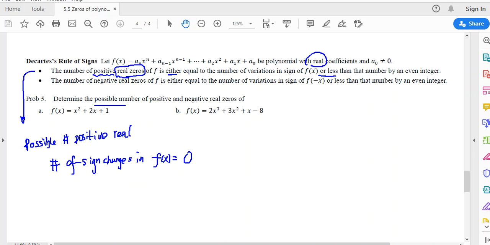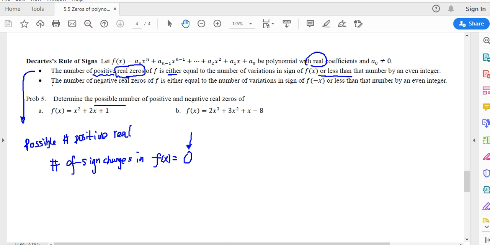By the way, we should also look at the second statement. It says either equal to this number of sign changes or less than that number by an even integer. So less this number by an even integer, say -2 or -4 or -6. But obviously, these are not applicable because we can't have a negative number of positive real zeros. So 0 is the smallest, but I just want to explain what that means. It can be less by an even number. So we know that there is no positive real zero for this part A.